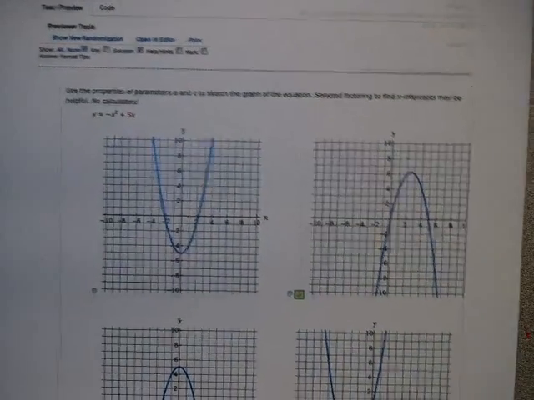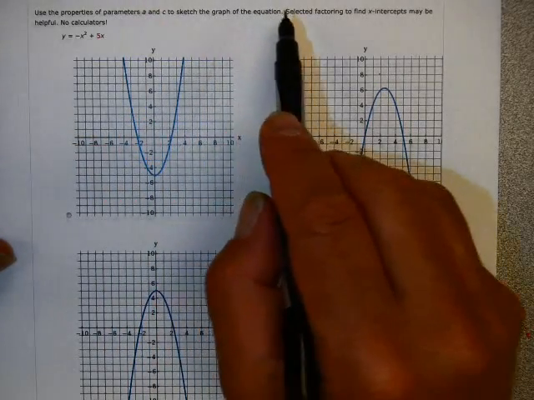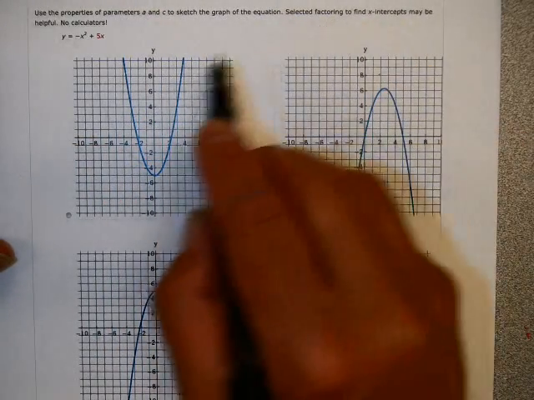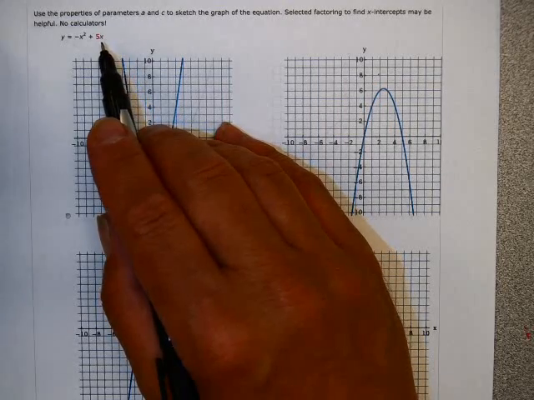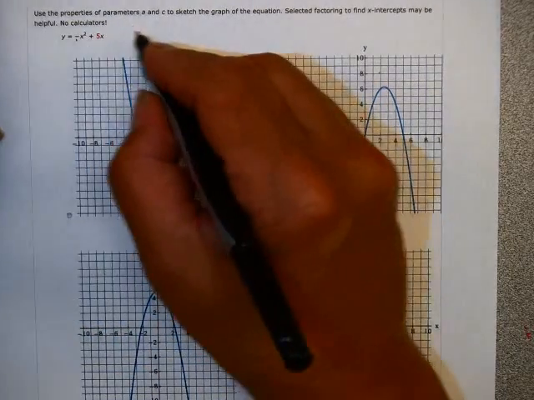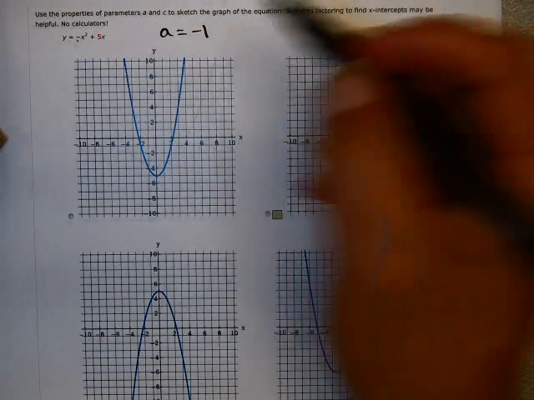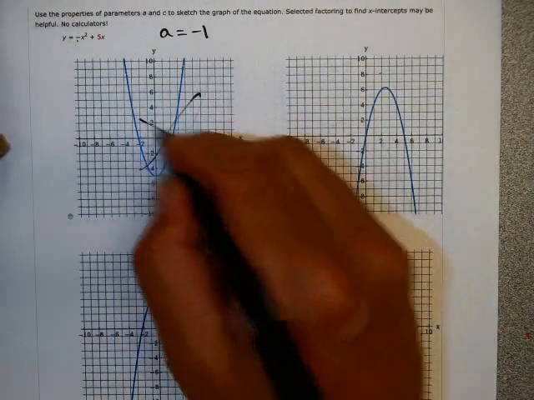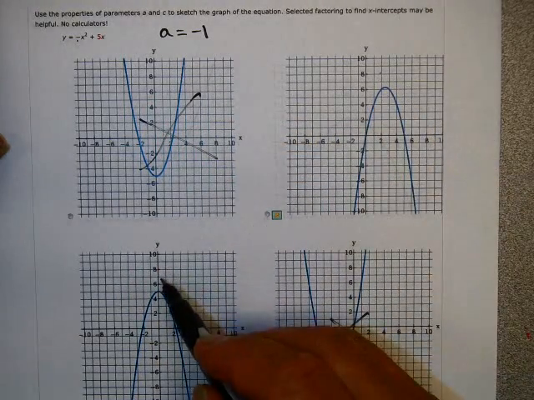Let's take a look at this one. This is a little different. Use properties parameters A and C to sketch the graph of this equation. Selected factoring to find x-intercepts may be helpful. No calculators. Well, the first thing you'll notice here is that a is -1. So what does that mean? That means you're pointing down. So you can't be this one, and you can't be this one. So you're either going to be this or this.